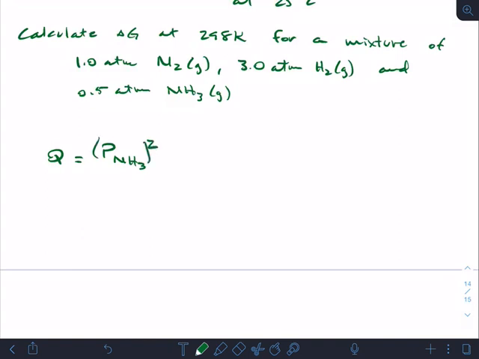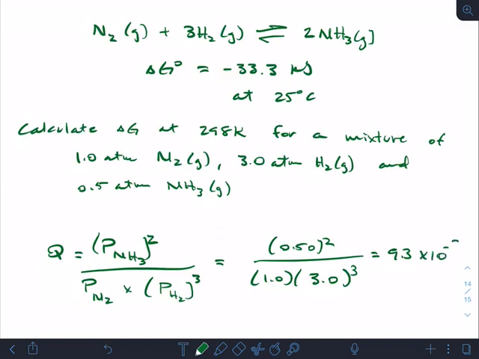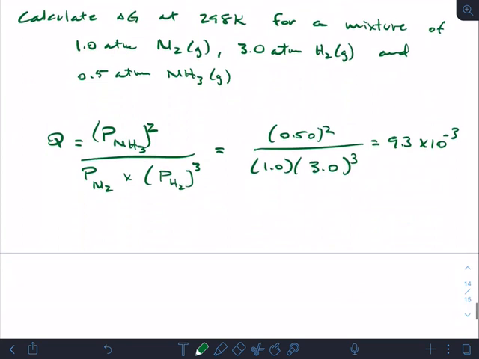Q can be calculated for any point along the reaction process. So Q looks like an equilibrium expression: pressure of NH3 squared over pressure of N2 times the pressure of H2 cubed. Remember, we're writing an equilibrium expression, so my squared comes from the coefficient of 2 in front of the ammonia in the equation. My cube comes from the coefficient of 3 in my expression there. Since I have those values, I can plug them in and calculate a value for Q, and we end up with 9.3 times 10 to the minus 3. Okay?